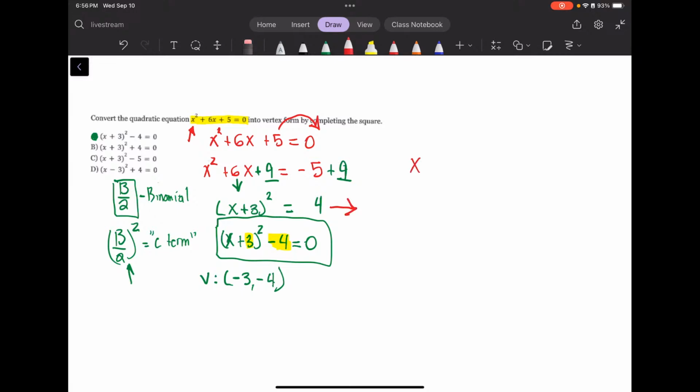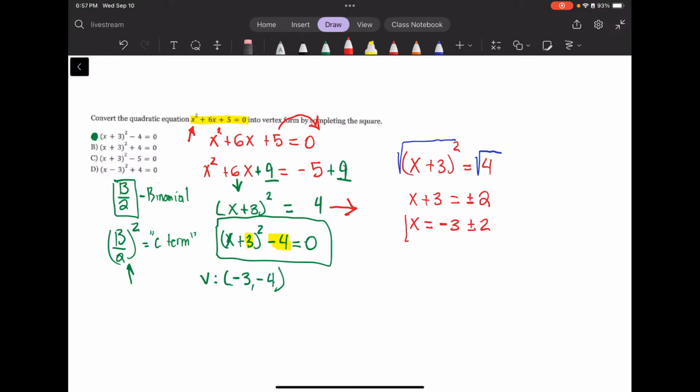Now, if for some reason they wanted us to figure out what the zeros are, all we need to do is pick that up at this step right here. So we have (x + 3)² = 4. We're going to take the square root of both sides, cancel out the exponent, and do the same thing on the opposite side.